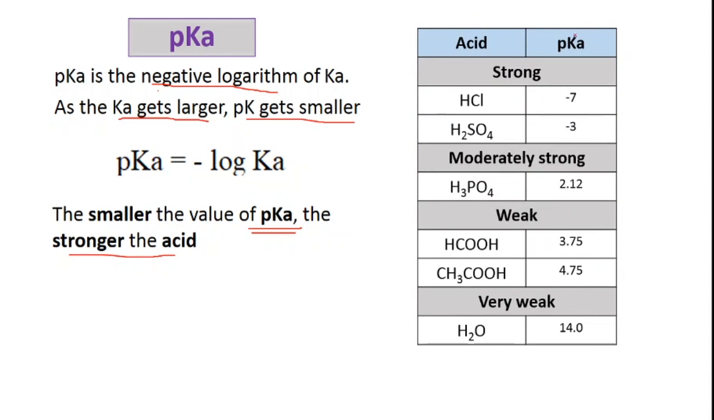Let us see some examples. HCl and H2SO4 are considered strong acids because they have very small pKa values. Phosphoric acid is moderately strong because it has a slightly higher pKa value than HCl and H2SO4. While organic acids like formic acid and acetic acid are considered weak acids because their pKa is further increased. Water is considered a very weak acid because it has a high pKa value, that is 14.